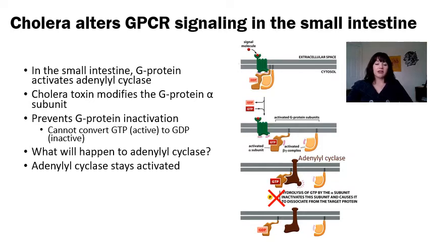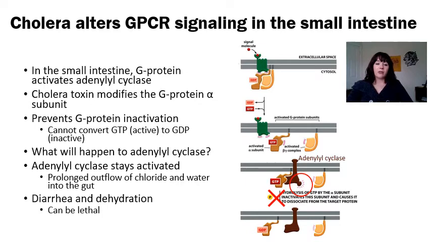target, adenylyl cyclase. And in the case of the small intestine, the function of adenylyl cyclase is to regulate the flow of chloride and water into the gut. And so if you have dysregulation of ions and water in your intestines, that is how you can have things like vomiting, diarrhea, dehydration. And if not properly treated, can be lethal.